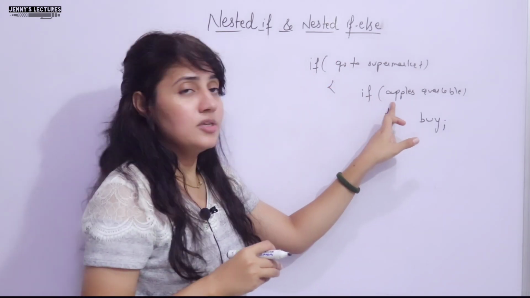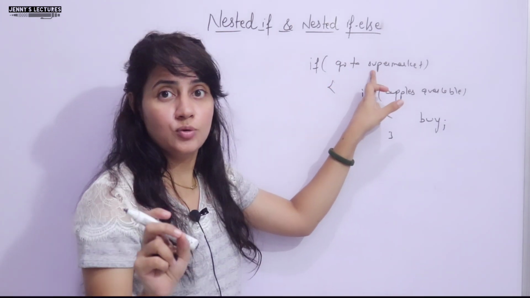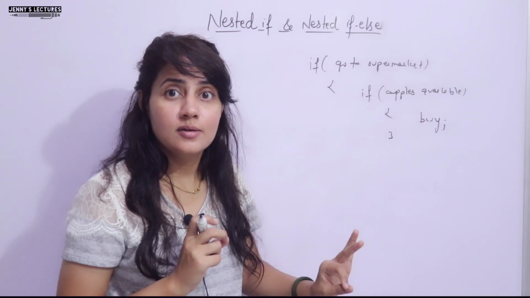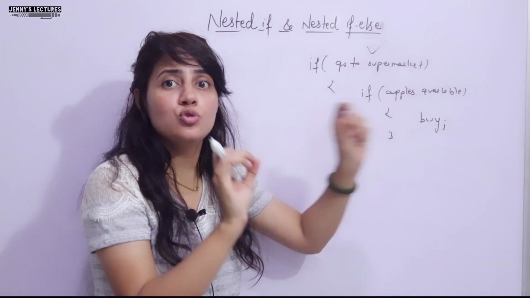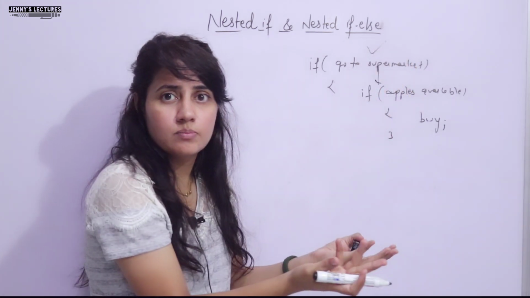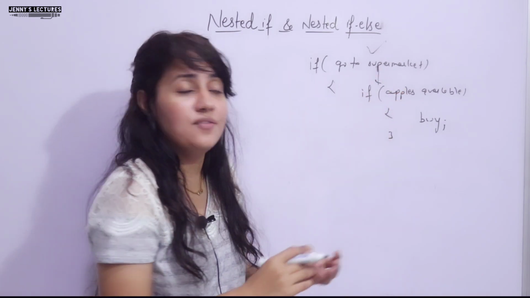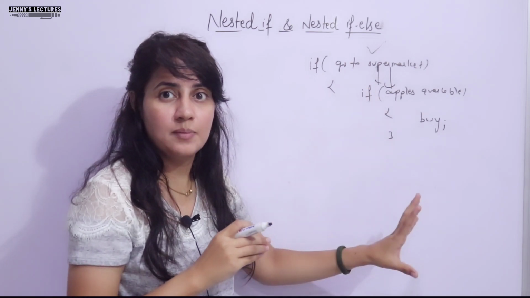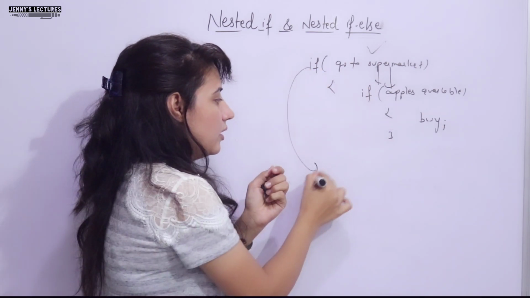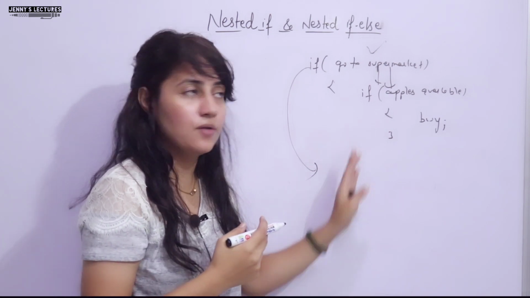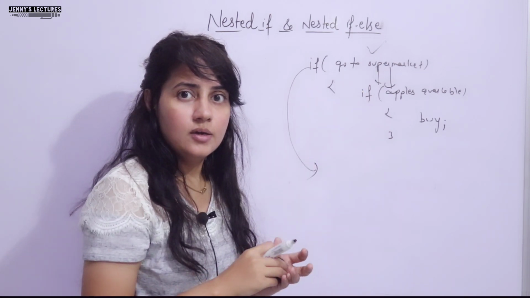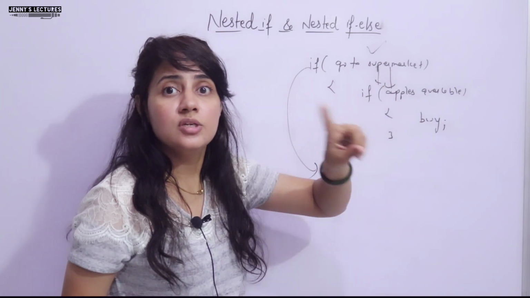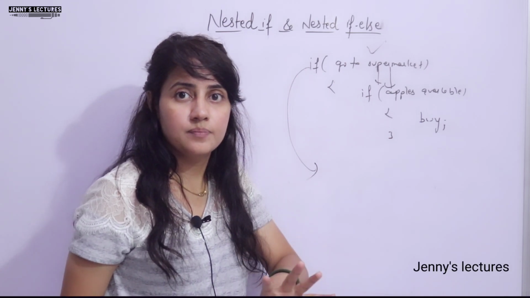So to enter into this inner if, this outer if condition must be true. In this case also, to buy oranges you have to go to supermarket. If you are going to supermarket, then only you can buy oranges. If you don't go to supermarket, then we are not going to enter this if block, and there is no execution of the inner if condition. Directly we will go out, to whatever you write after this if block. So to check the inner if condition, the outer if condition must be true. This you need to take care of.